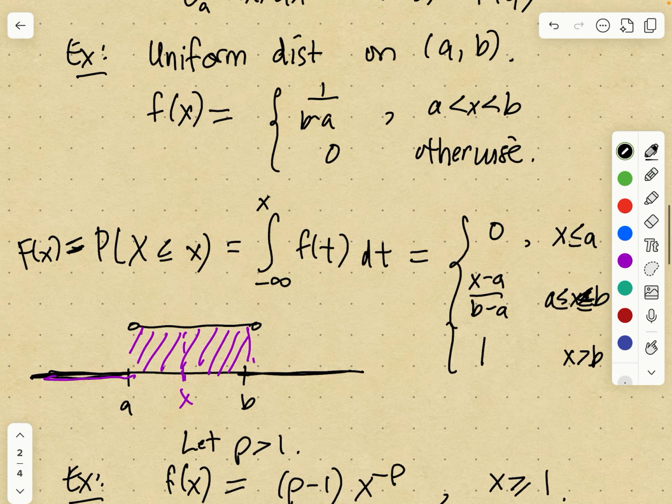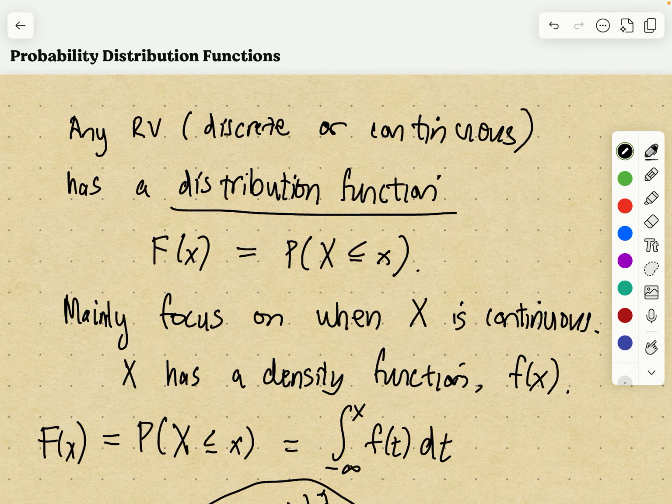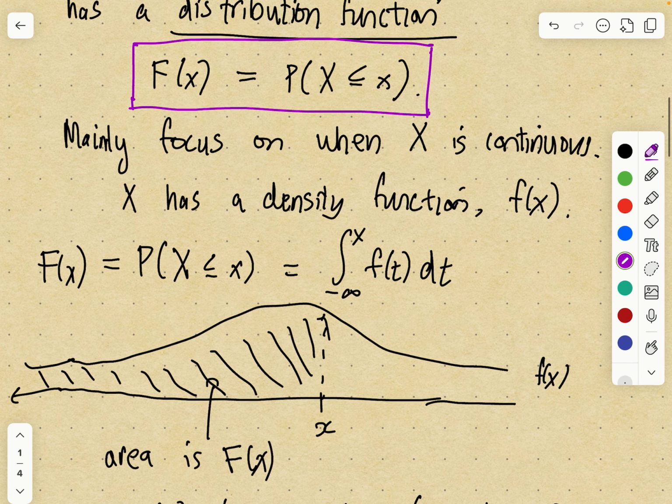All right, so in this video, we talked about distribution functions. It's defined to be the function capital F of x, which is the probability that X is less than or equal to little x. And we've seen that when X is continuous, it's just an antiderivative of the density function, and that's how we calculate the distribution function.